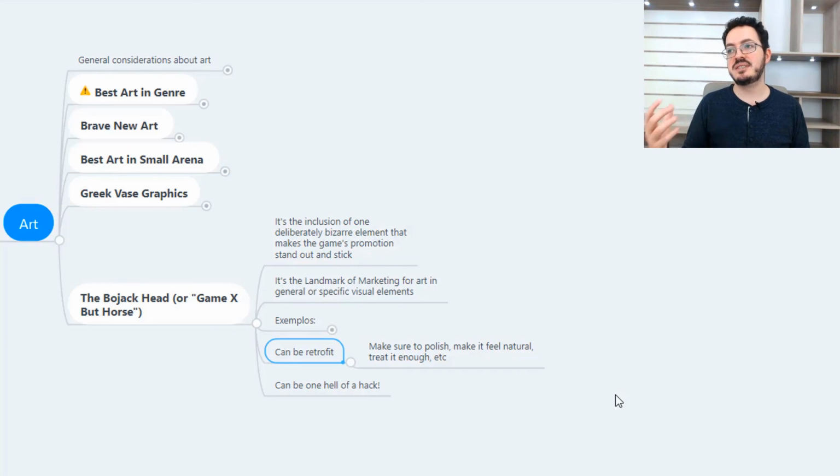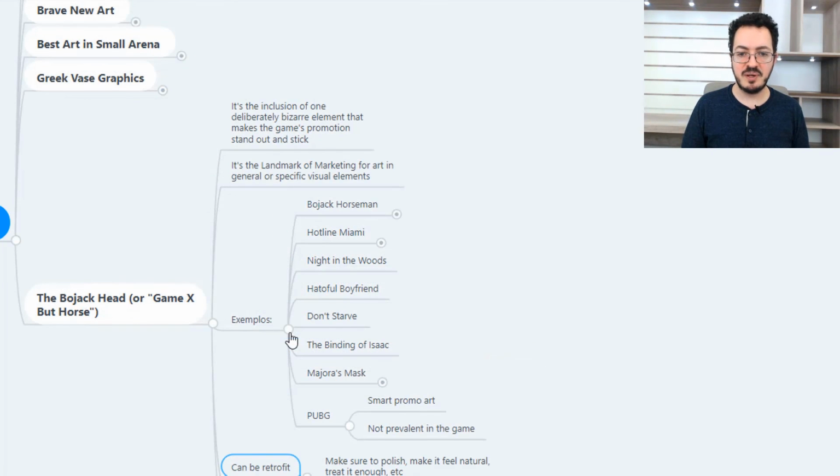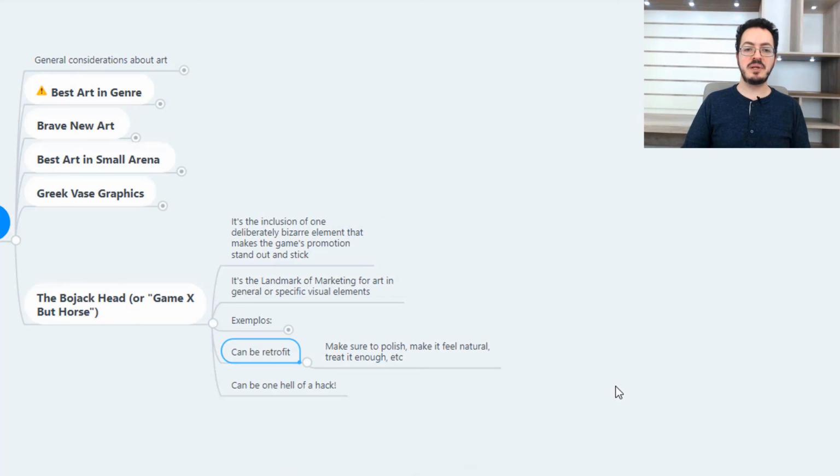And this is about the style, but it can also work in more superficial things, as in the case of PUBG or as in the case of Majora's Mask. This can totally be retrofit. Just make sure that you are treating the subject, the weird element that you are adding to draw attention. Make sure you are treating that with your design, that you are polishing it so that it belongs to the game, that it makes sense, it feels natural in the game, and you are good to go.